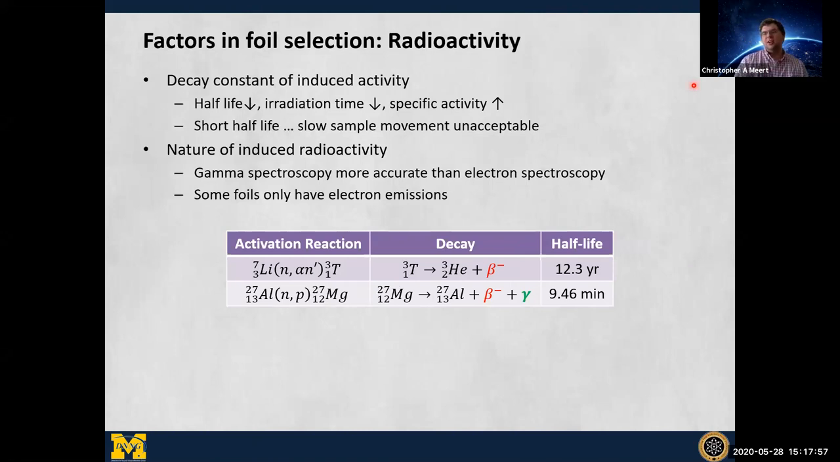We also want to consider the details of the radioactivity of that foil. For example, if you choose a foil with a short half-life, that means you will not have to irradiate as long to reach a saturation activity. But you may consider, in extreme cases, if you're going to have such a strong activity that you'll overwhelm your detector, you could pick a very short half-life.